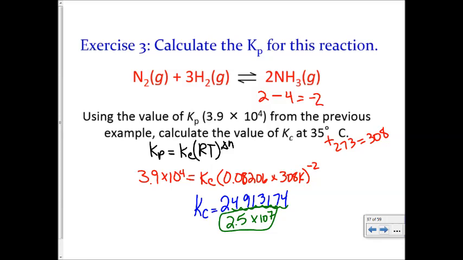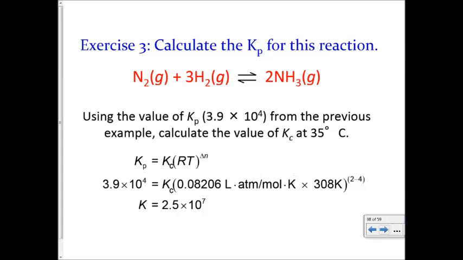Because the product moles are 2 right here, minus our total of the gaseous ones, which is 4. So this would be delta n. And as you see, we calculated it correctly.